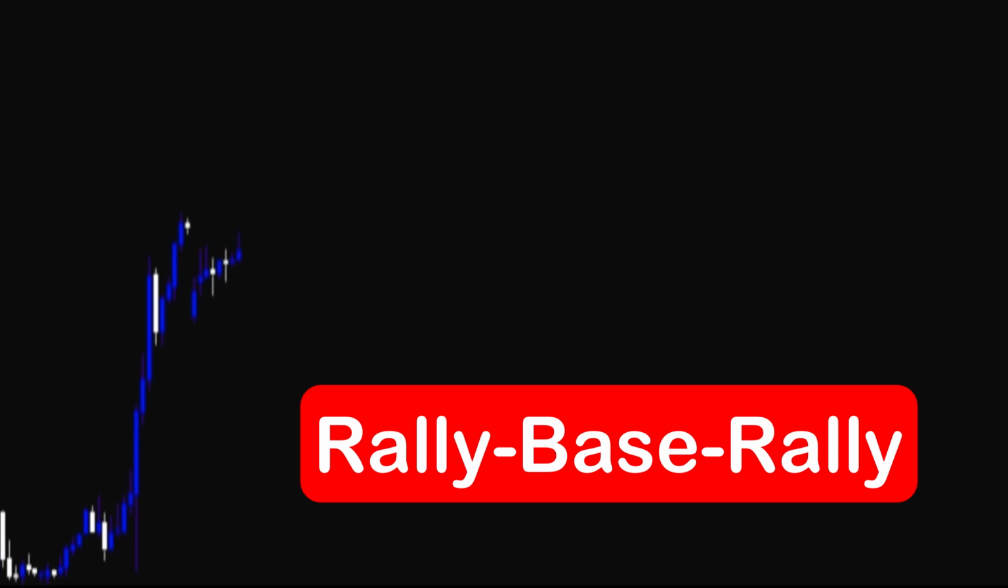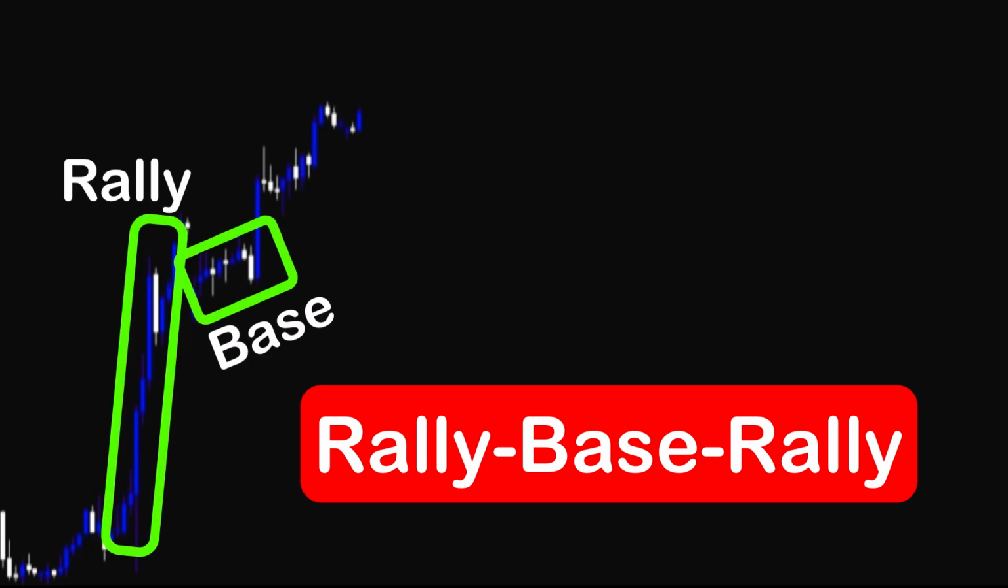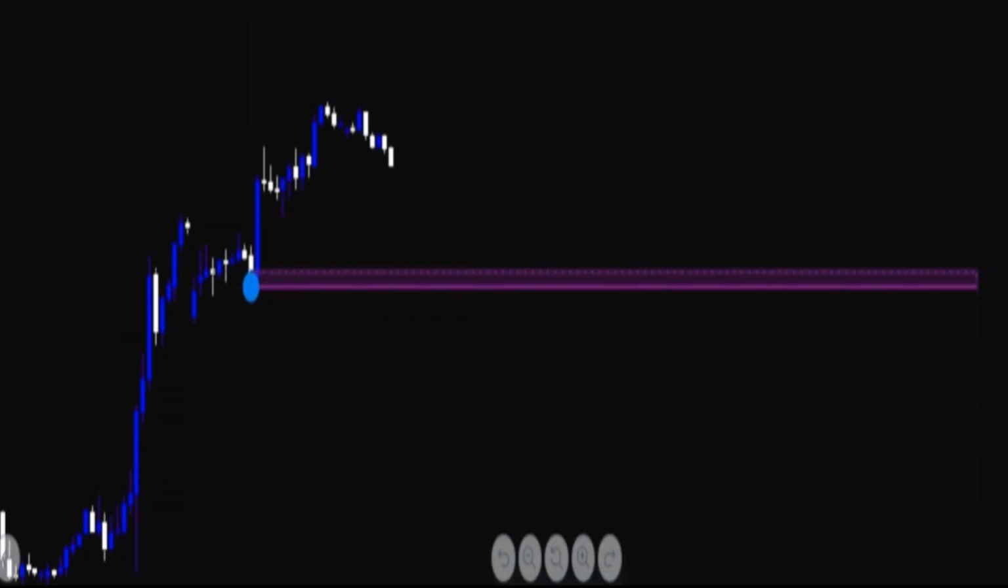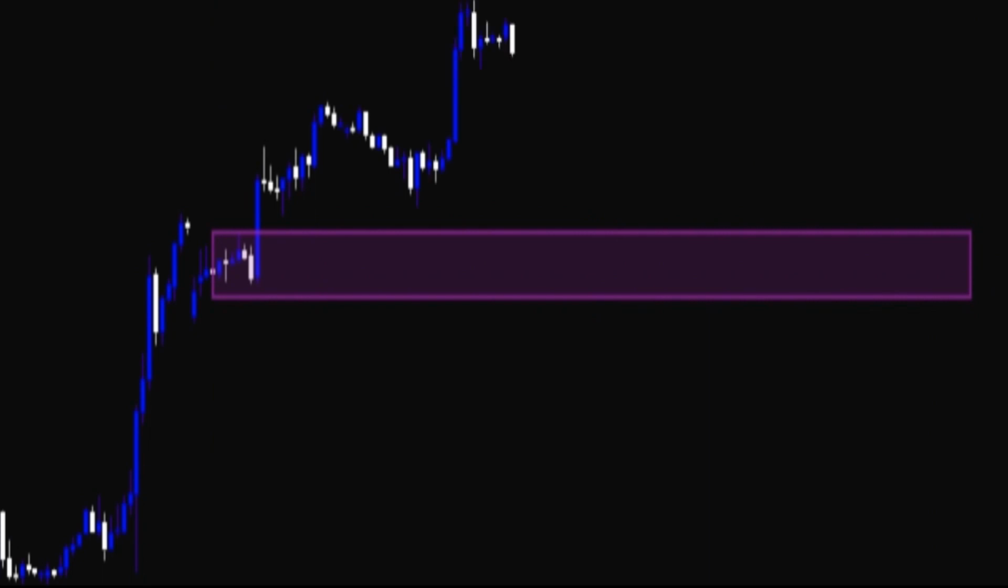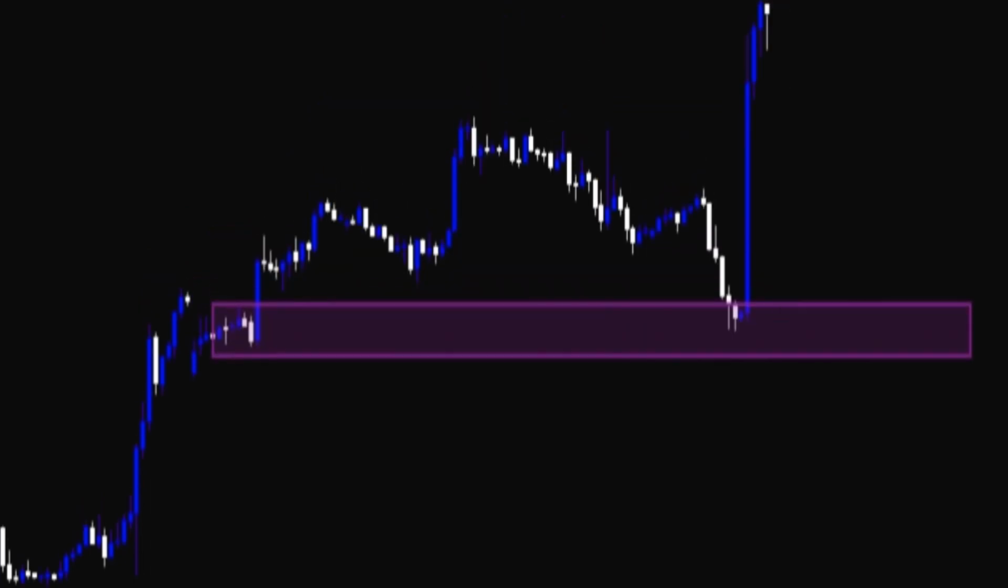Similarly, in the second pattern, which is rally, base, rally, the market first makes a rally, then it creates a base. After that, we draw the demand zone from this base. And as you can see, the market made a rally again after reaching this demand zone.